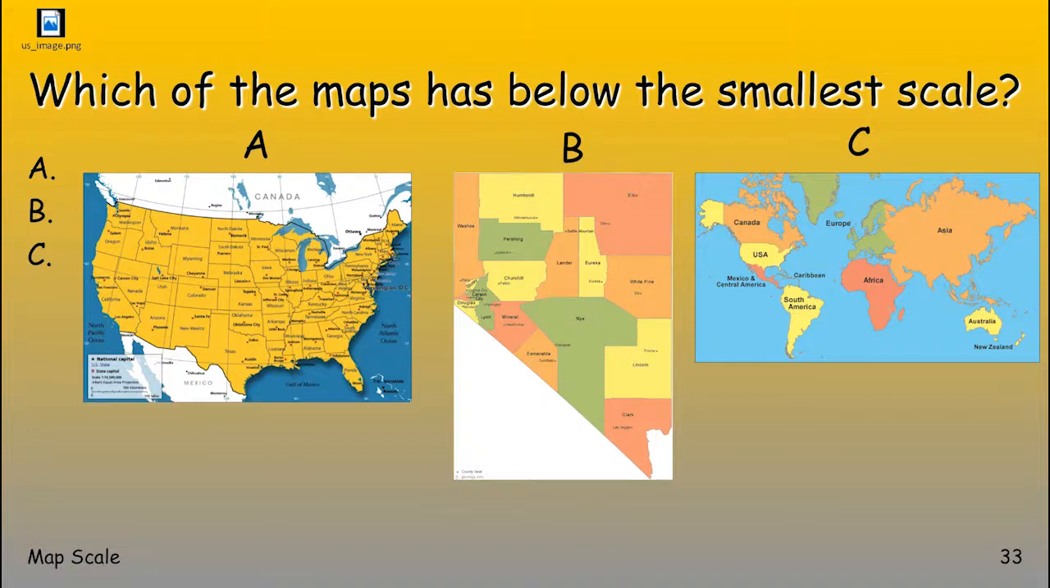Is it A, a map of the US, B, a map of Nevada, or C, a map of the whole world? Well, it would be C, the map of the whole world is a smaller scale because it's representing such a bigger area on approximately the same piece of paper. And then same question, but now which of the maps has the larger scale? Well, it would be the map of Nevada because it represents a smaller area, so it's going to represent it also with more details. So B would be the answer.